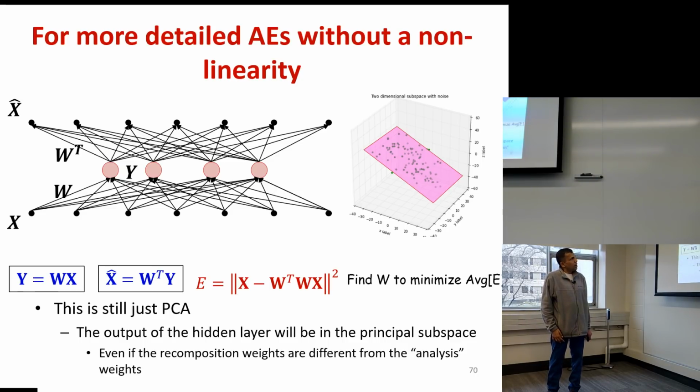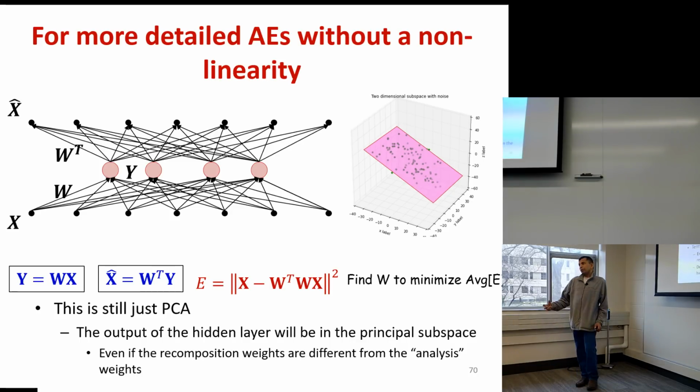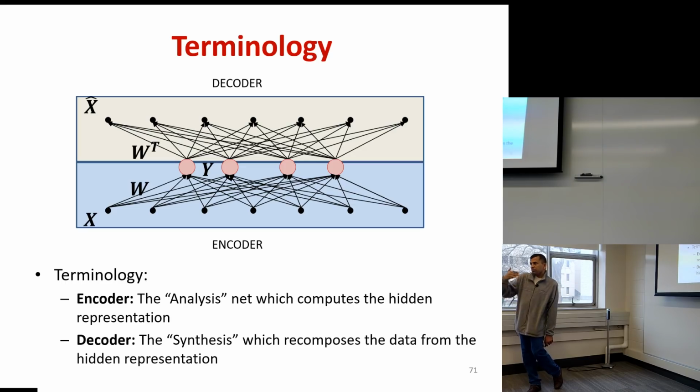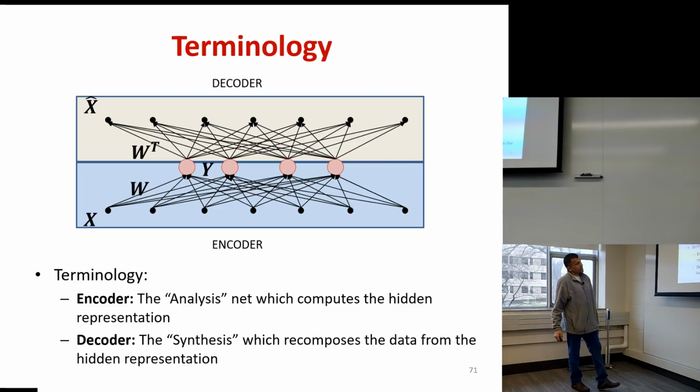Now, there are two components to this network. The first half is the encoder, which finds the position on the principal subspace, and the next is the decoder, which transforms this position into a vector in the original space itself. So the encoder is the analysis net, which computes the hidden representation, and the decoder is the synthesis net, which recomposes the data from the hidden representation.